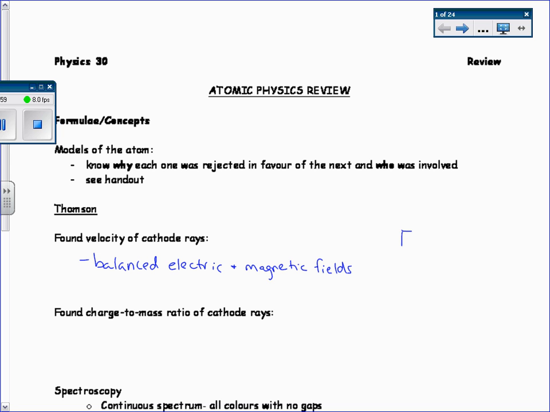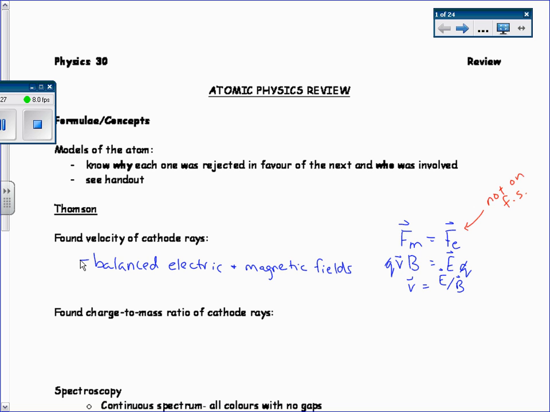So Fm equals Fe, so qvB equals Eq, where your q's cancel, and so then you end up with, in his case, he was solving for velocity, so it was electric field divided by magnetic field. And the individual formulas are on your formula sheet, but this relationship here is not on your formula sheet.